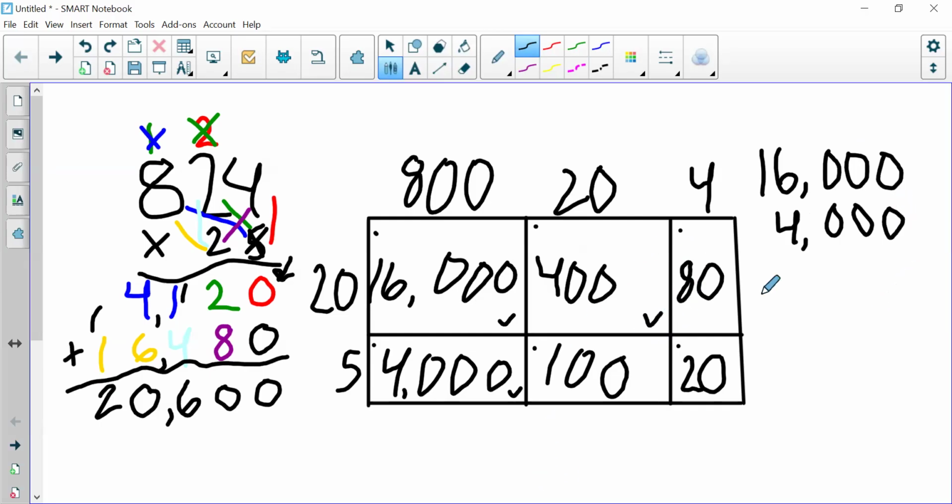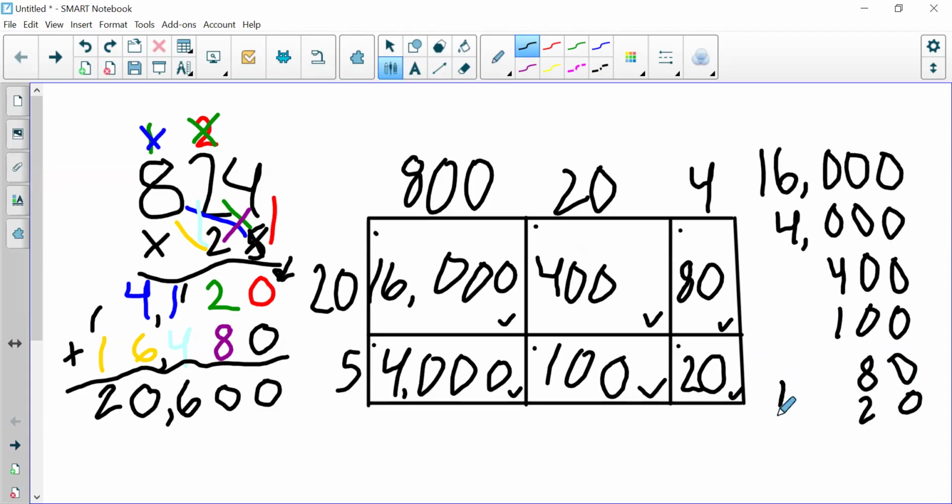We have our 400. So the 4 is in the hundreds place. Tens place is a 0, and then a ones place is a 0. 100, hundreds place, tens place, ones place. Now we have our 80, which is just the tens place and the ones place. And then we have our 20, which again is just the tens place and the ones place.